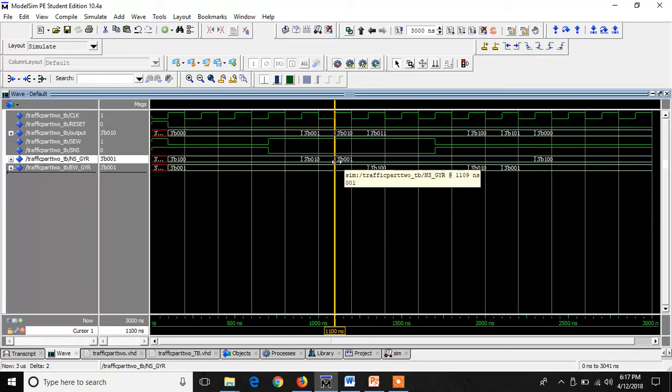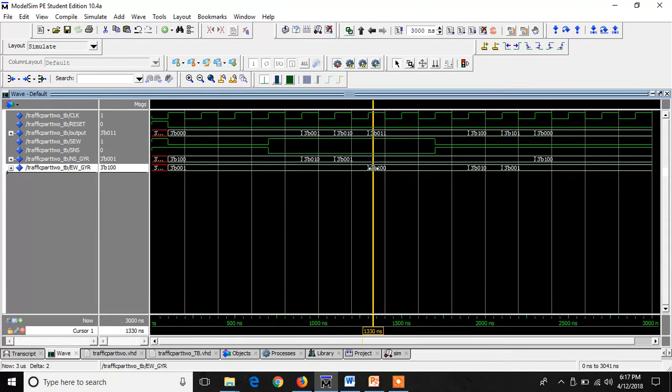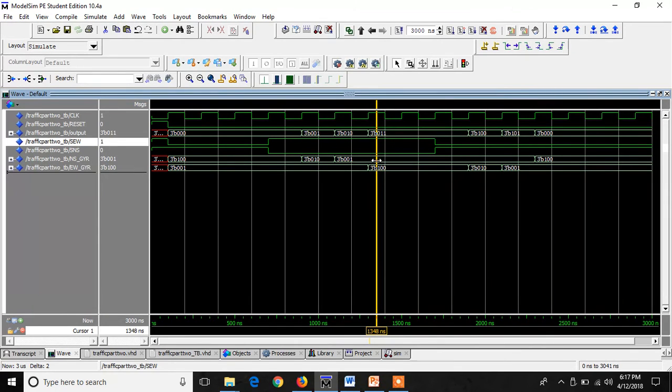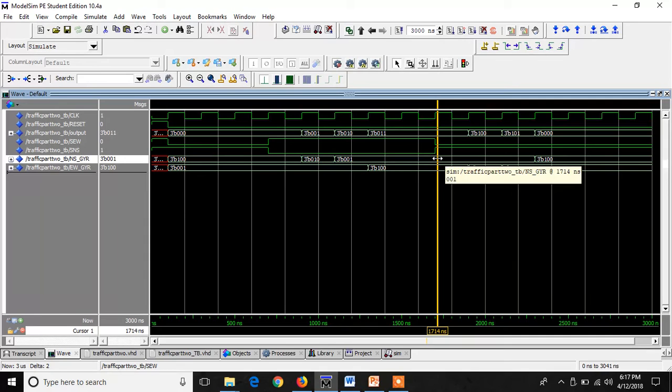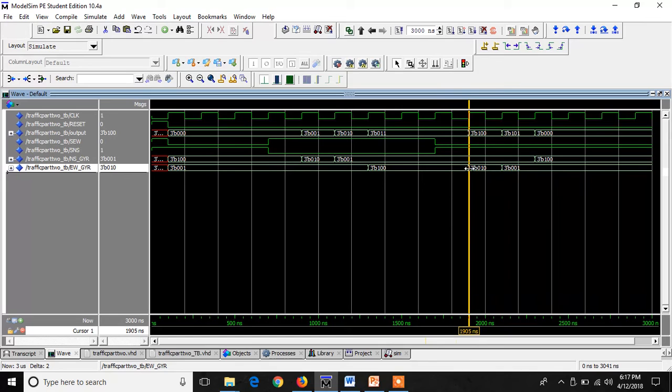And then at the next clock edge, east-west red becomes green. And it's going to stay here as long as east-west has a car here. So as long as east-west has a car here, it stays here. And as soon as north-south has a car again, it's going to cycle east-west green to yellow. And then east-west yellow to red.